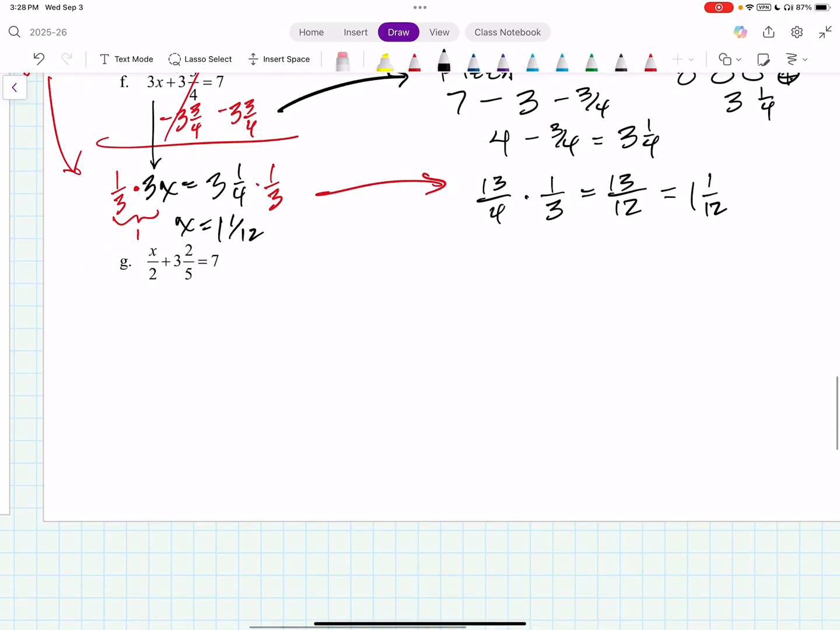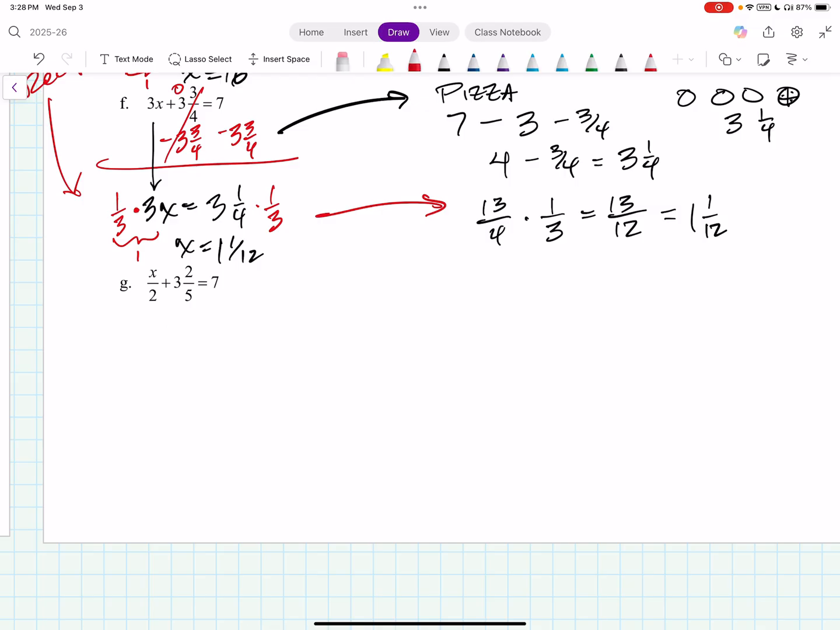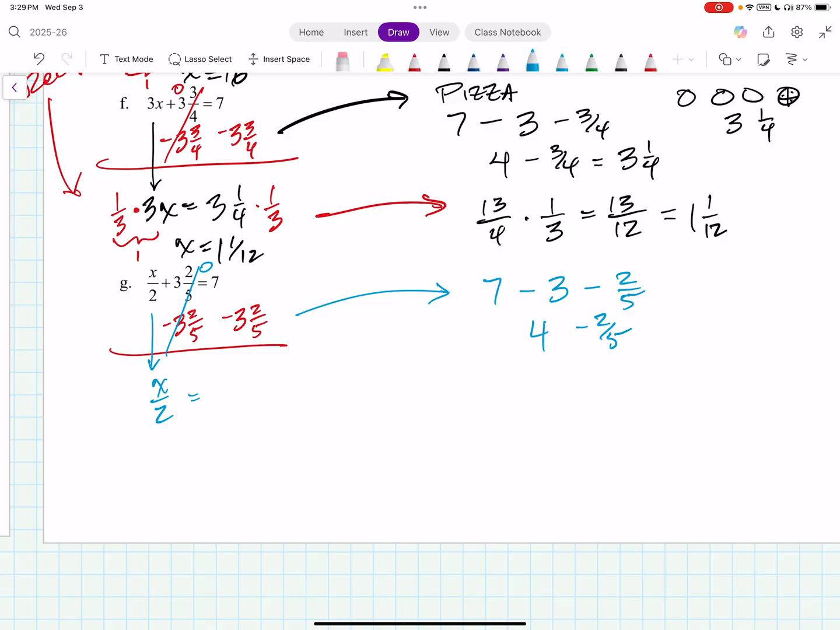All right, last one. So again, you add the opposite. So add negative 3 2/5 to both sides, or you can think subtract 3 2/5, however you want to think about it. All right, simplify. The opposites cancel to 0. So we have x divided by 2 is equal to whatever 7 minus 3 2/5 is. Subtract twice, left to right. 7 minus 3 is 4. 4 minus 2/5 here is under 4. Because again, think pizza. If you have 4 pizzas and you take out 2 slices out of 5, 3 3/5 remain. 3 3/5.